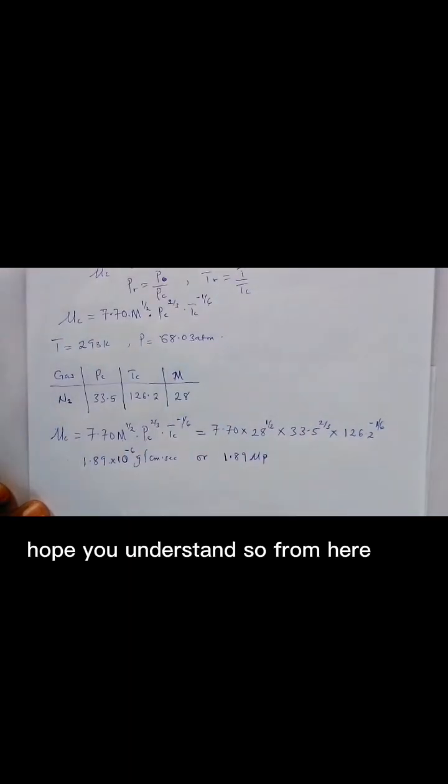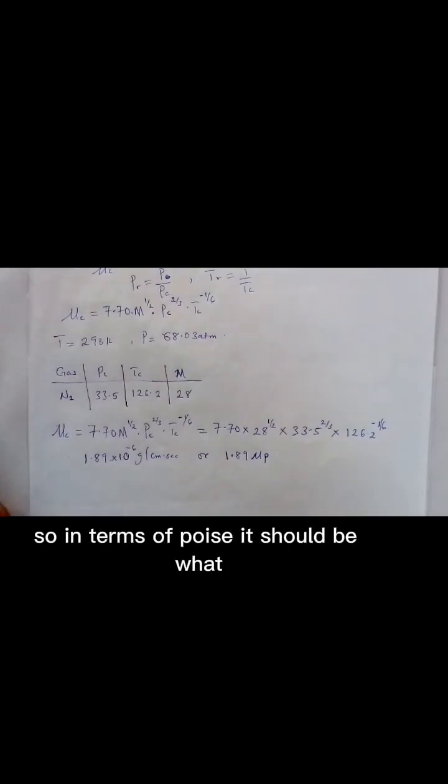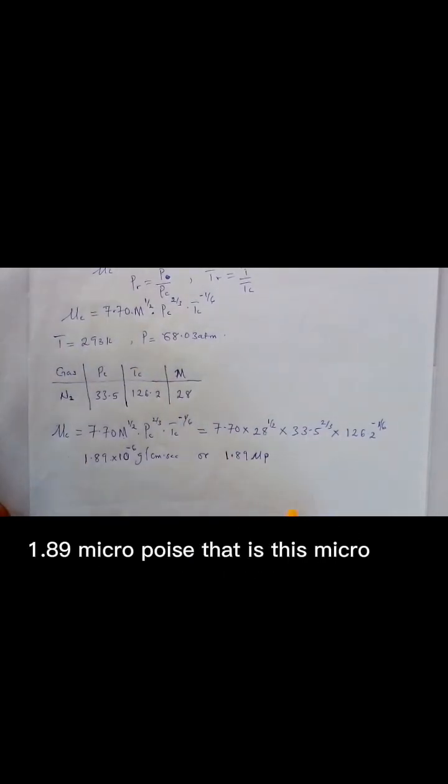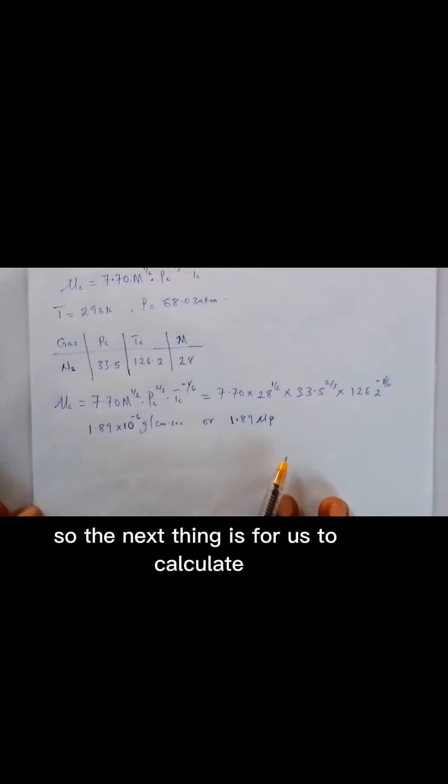Hope you understand. So from here, we have 1.89 times 10 to the minus 6 gram per centimeter second. So in terms of poise, it will be 1.89 micropoise. That is, this micro means 10 raised to the power of minus 6.